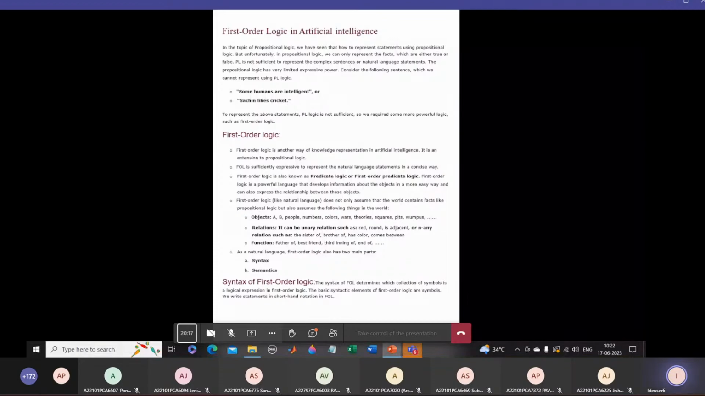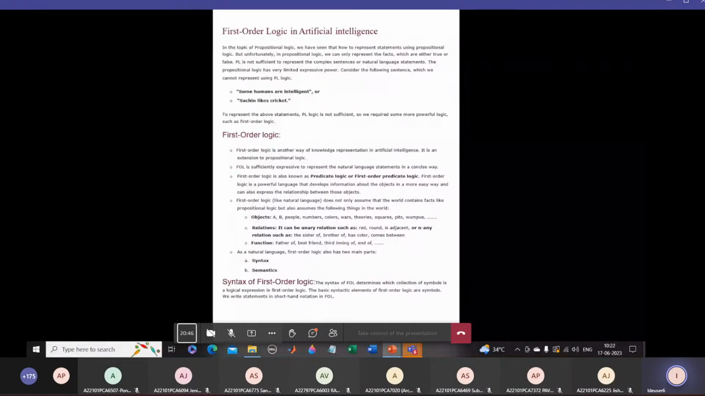In first order logic, like natural language, we don't only assume that the world contains facts, like propositional logic, where there is only true and false, but we also assume the following things in the world. Take A, B, people, all these as objects, and you can have relationships, which can be unary relationships or n-ary relationships. Then we have functions and so on.